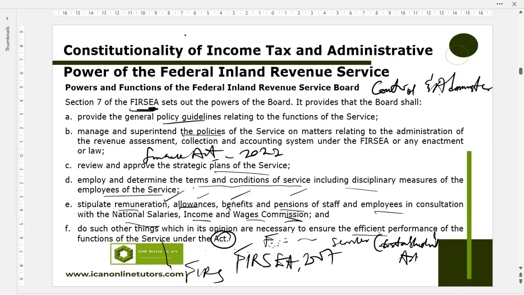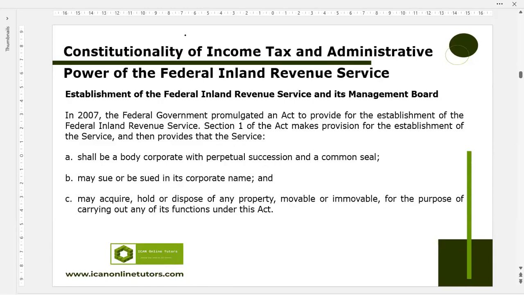Are we together? Hello, are we together? Yes. And don't forget that all laws are made by the National Assembly.